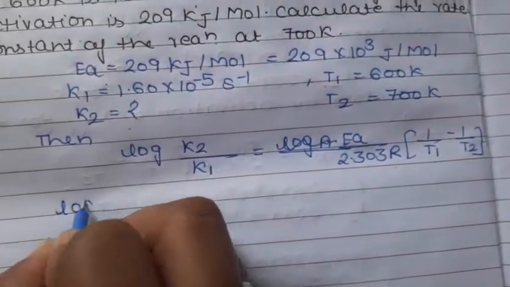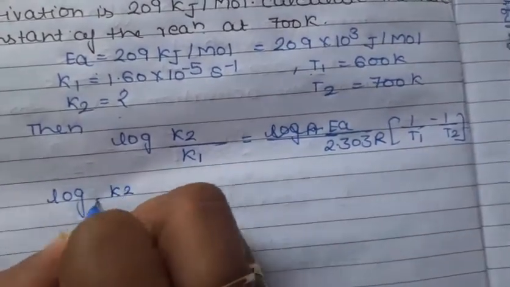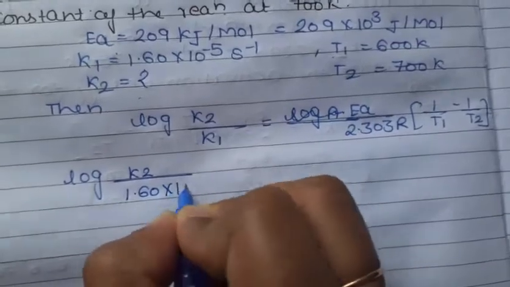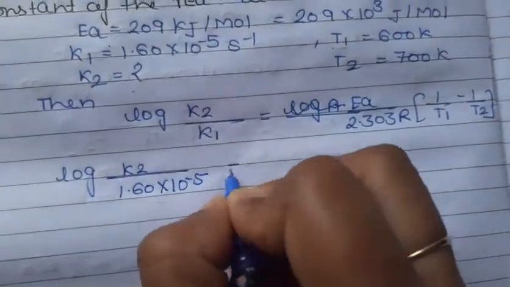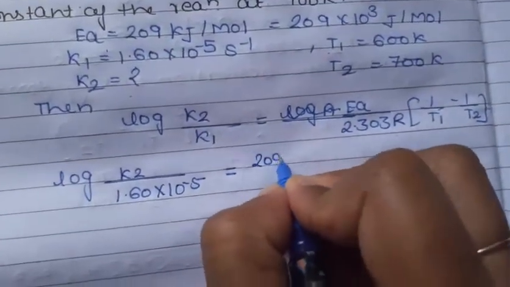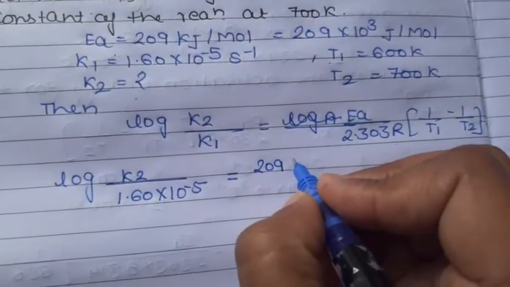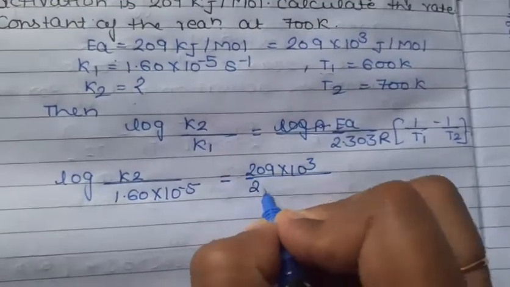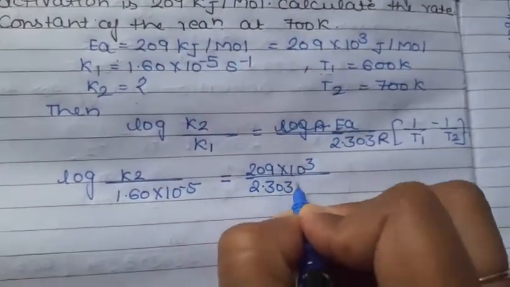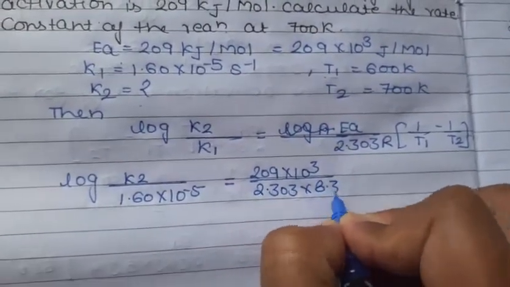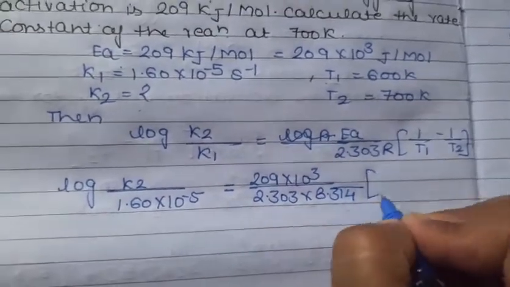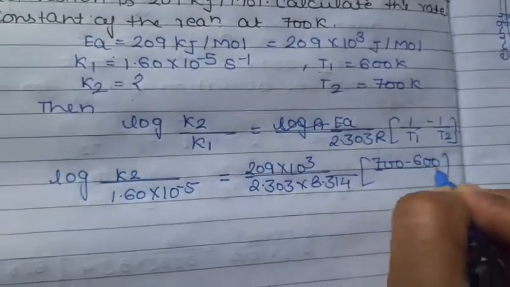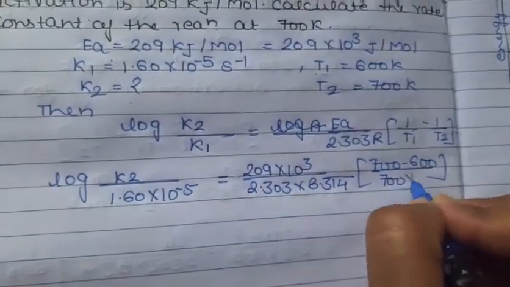Put the value: log K2 upon 1.60 into 10 to the power minus 5 equals 209 into 10 to the power 3 upon 2.303 into 8.314, into 700 minus 600 upon 700 into 600.